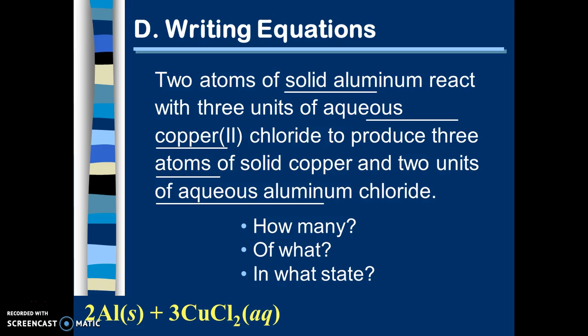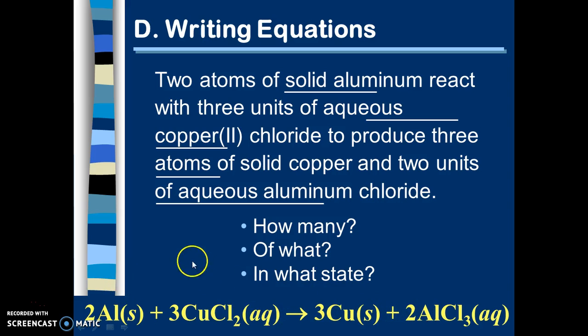And then we see to produce. So to produce, that's the arrow. 3 atoms of solid copper. So 3 of the solid copper, and is the plus, 2 units of aqueous aluminum chloride. So this formula for aluminum chloride is AlCl3. So we're showing how many we have, of what do we have, and in what state do we have for each substance involved in this chemical reaction.